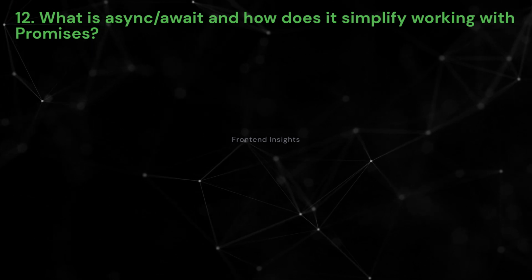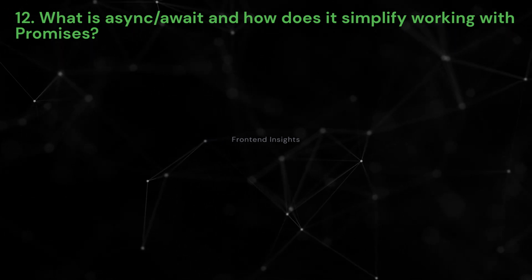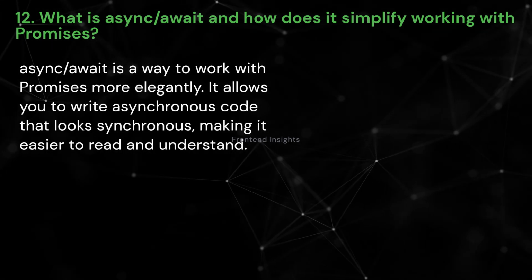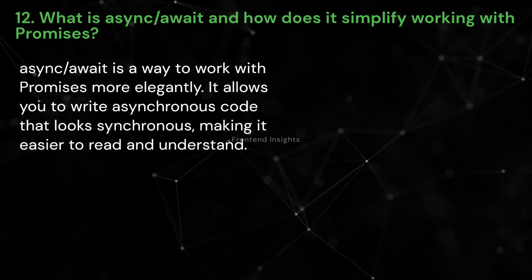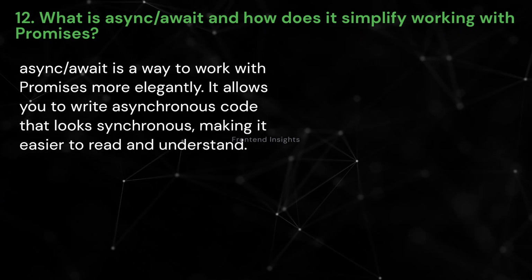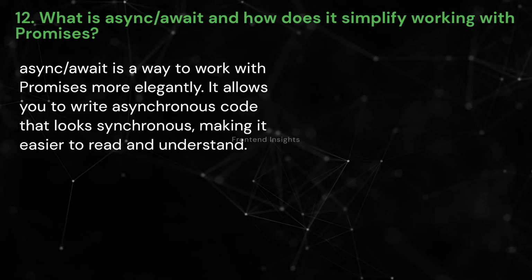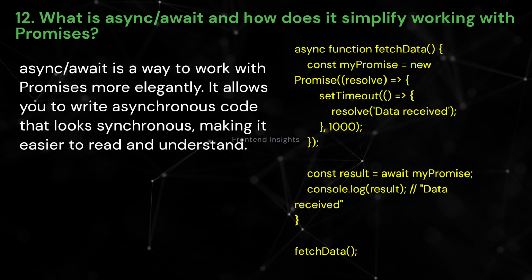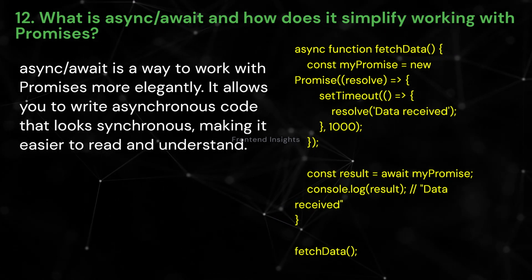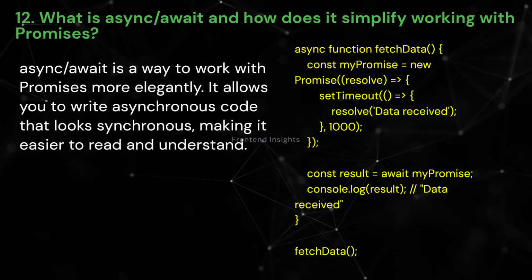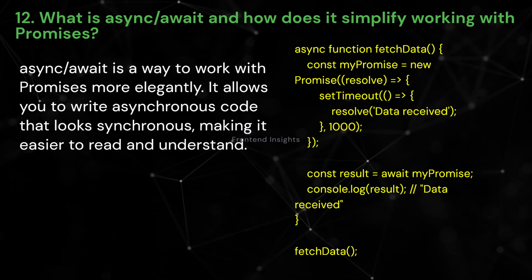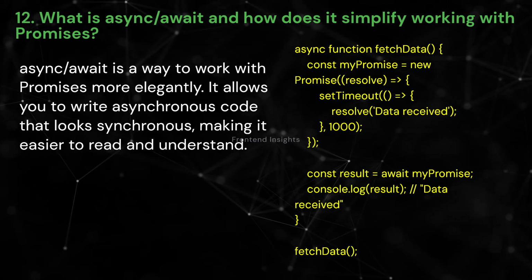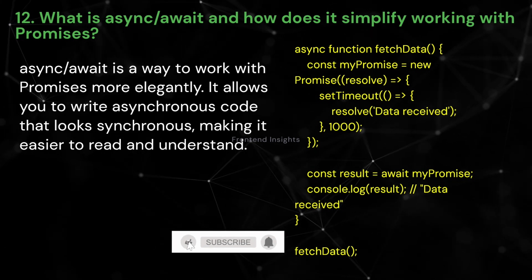What is async await and how does it simplify working with promises? Okay, so async await is a way to work with promises more elegantly. It allows you to write asynchronous code that looks synchronous, making it easier to read and understand. Okay, so in this example, the fetchData function is declared as async, meaning it returns a promise. Await is used to pause the function execution until my promise is resolved, making the code easier to read compared to chaining the dot then method. And move to the next question.